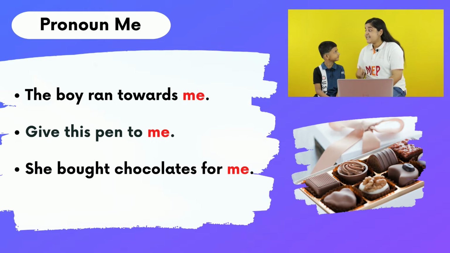So Rudy, our last example of the pronoun me is, she bought chocolates for me. So in this sentence, again, we have used the pronoun me because I am talking about myself, which means I am the speaker, I am receiving the action as well as I am the first person. Therefore, we have used the pronoun me. Absolutely correct. So, I hope you understood what the pronoun me is.